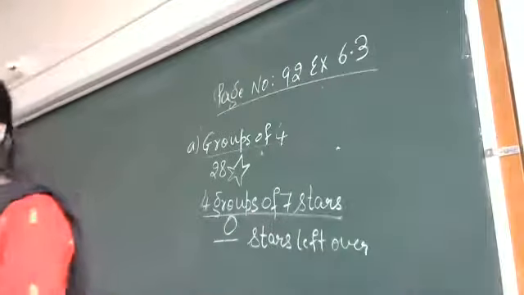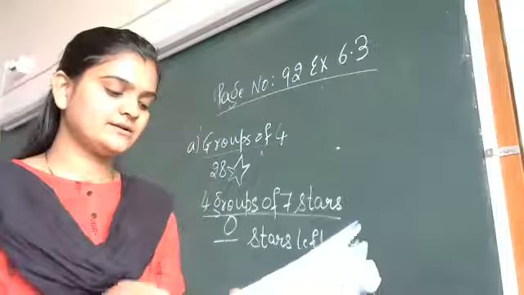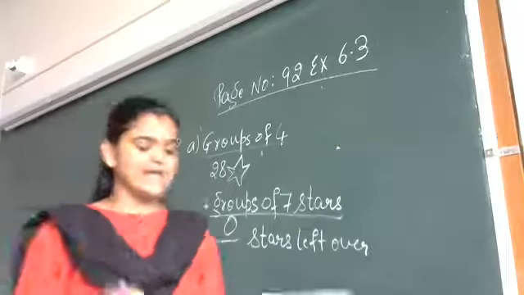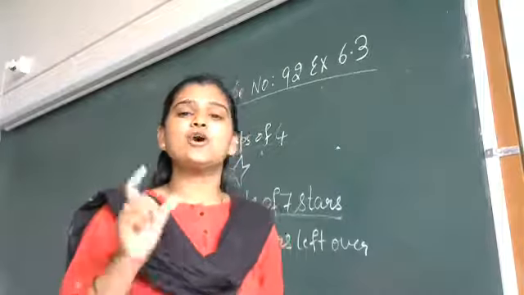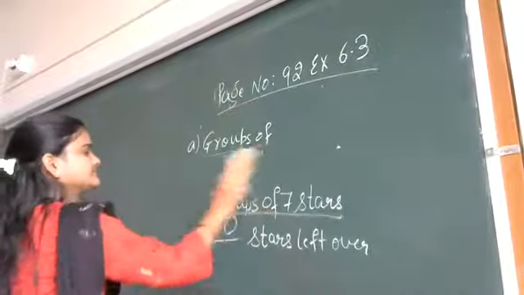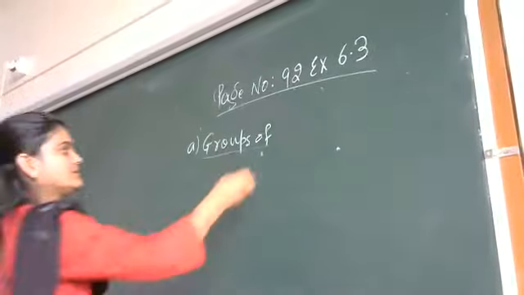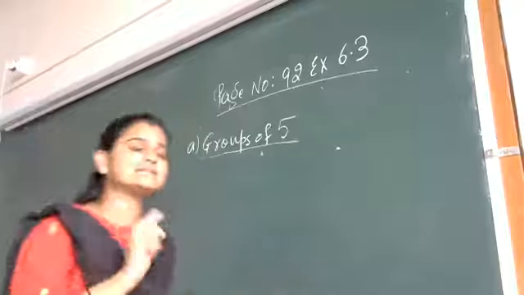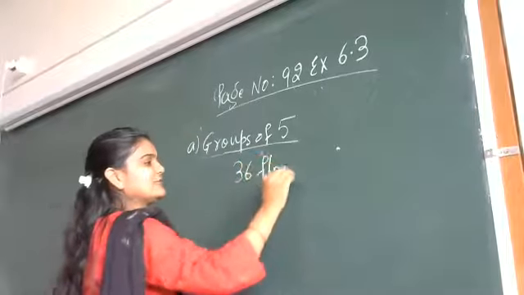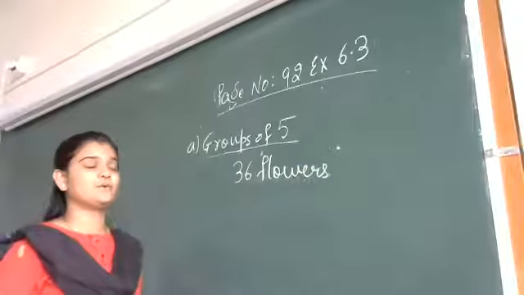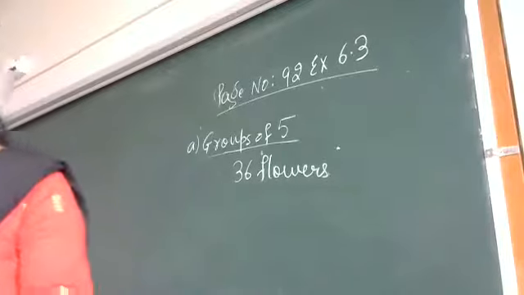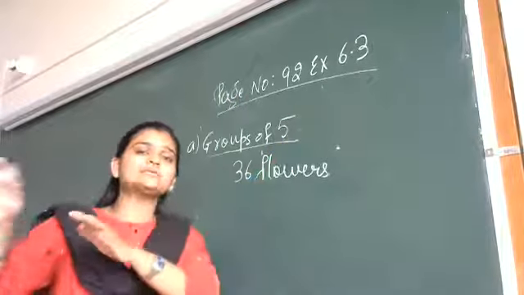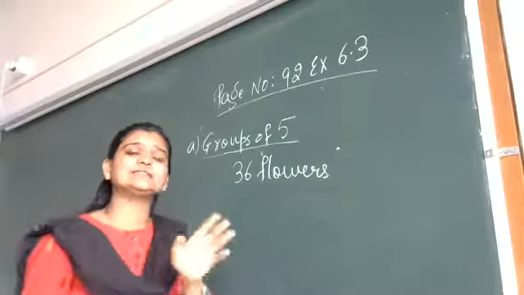Groups of five. How many stars are there? Count. 36. Very good. 36 are there. Now, you have to make how many groups of 5? You will have to make groups of 5. Totally there are 36. Not 9. See here, what will you do here? You have 36, but you have to make groups of 5. In that, you have to distribute the 36.